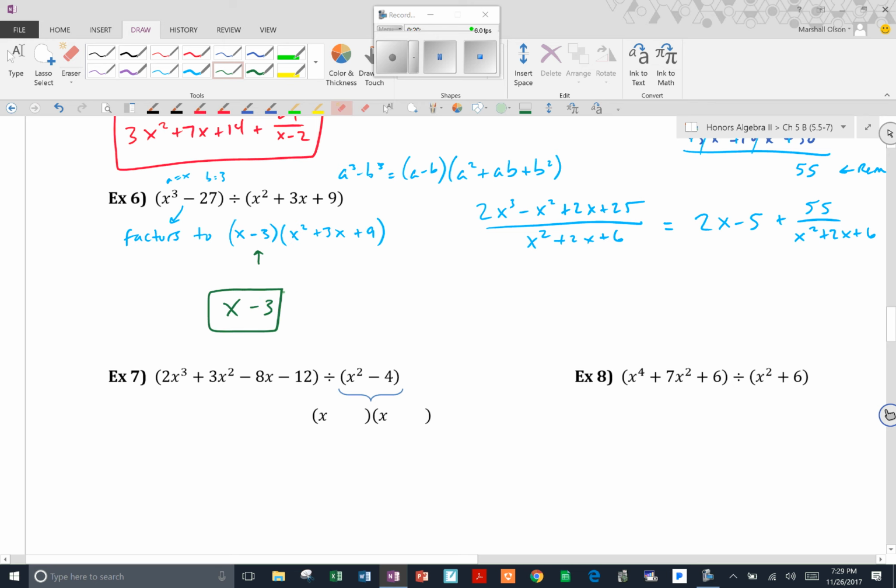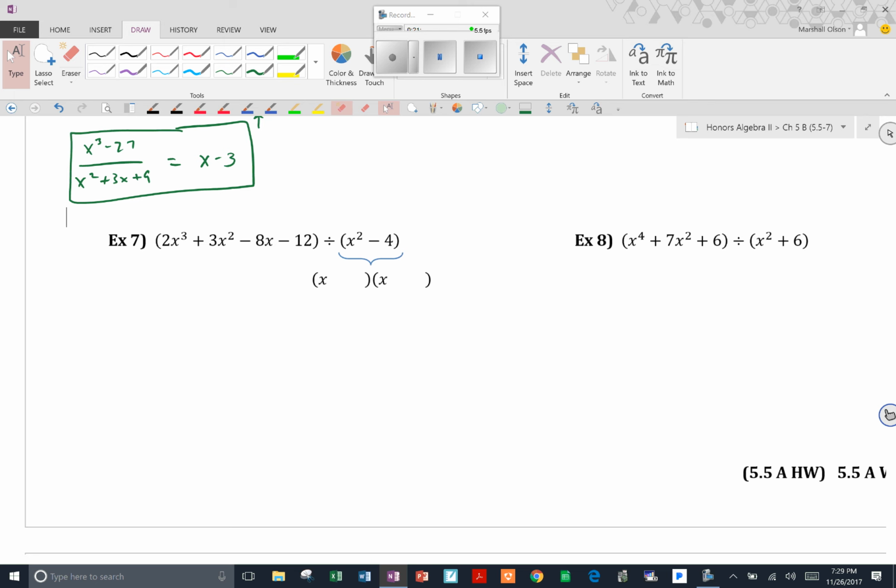Okay? And we could write a whole statement like x cubed minus 27 divided by x squared plus 3x plus 9 equals x minus 3. There's our whole statement. All right, 2 more here.